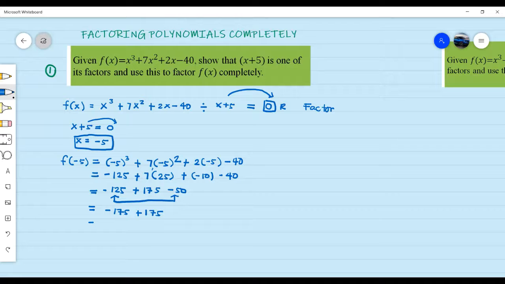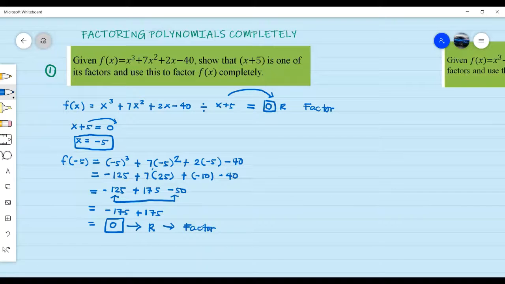So from here, since the answer is 0, we can conclude that indeed it is a factor. So this is our remainder R. Okay. So the remainder is equal to 0. It is a factor. Now, if it is a factor, then it is a solution, one of the solutions. So we need to find the other solutions or the other factors.